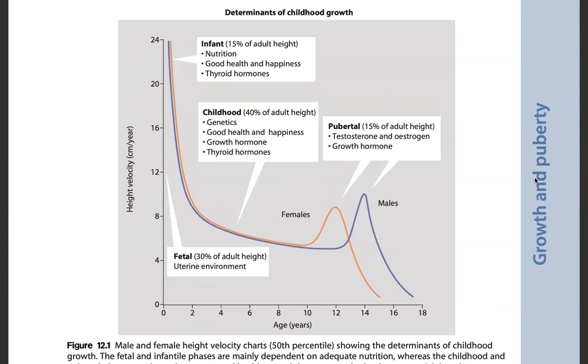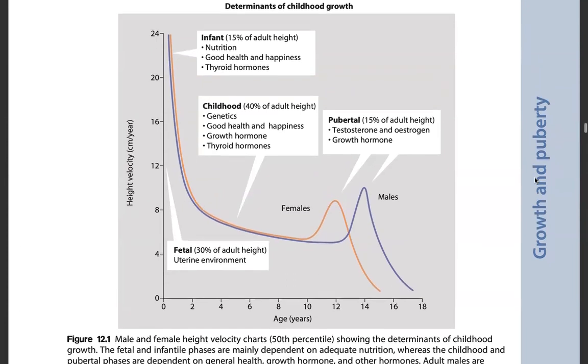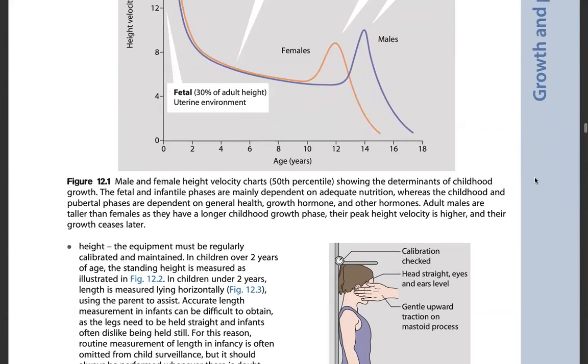The figure shows: fetal, which accounts for 30% of adult height, uterine environment; infant, 15% of adult height, nutrition, good health and happiness, thyroid hormone; childhood, 40% of adult height, genetics, good health and happiness, growth hormone and thyroid hormone; and pubertal, 15% of adult height, testosterone, estrogen, growth hormone.